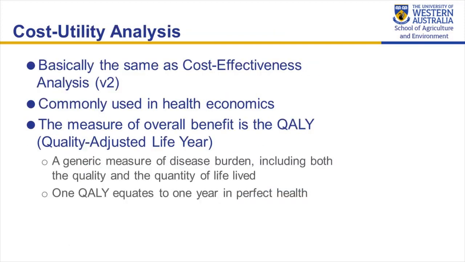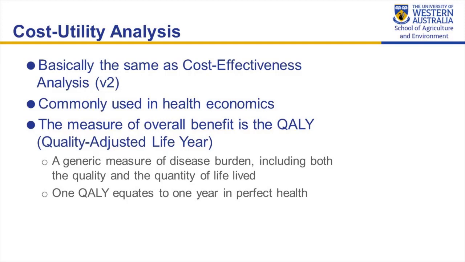So cost utility analysis. Theo sent me a bunch of documents that presented a range of options for this, and one of them that came up a couple of times was cost utility analysis. Not one I've ever used, so I went to explore what is this. Turns out it's basically another name for cost effectiveness analysis, but it's the name that's commonly used in the health economics literature. And it's often associated with a particular type of benefit called a QALY. A QALY is a way of summarising the benefits of a health initiative. It's a generic measure of disease burden, including both the quality and quantity of life lived. And basically, one QALY equates to 1 year of perfect health.